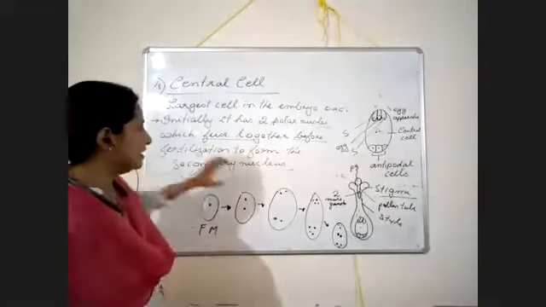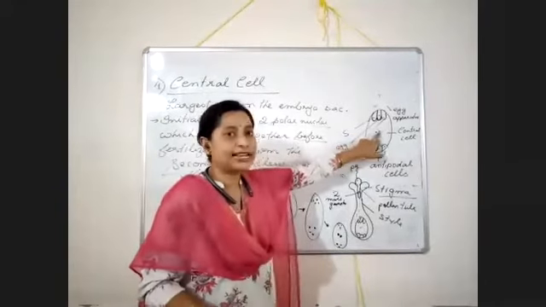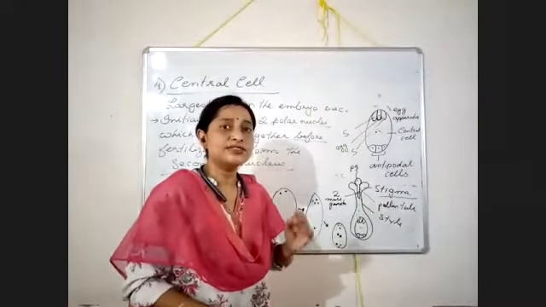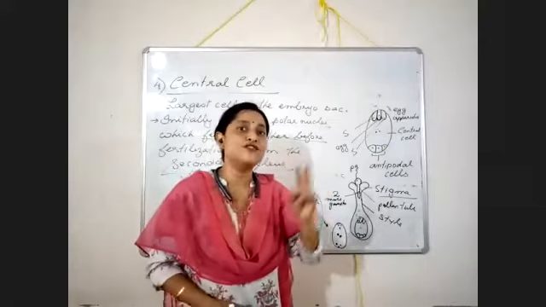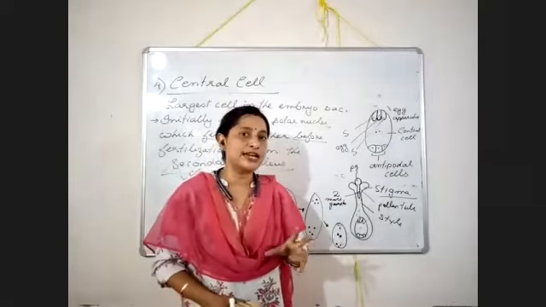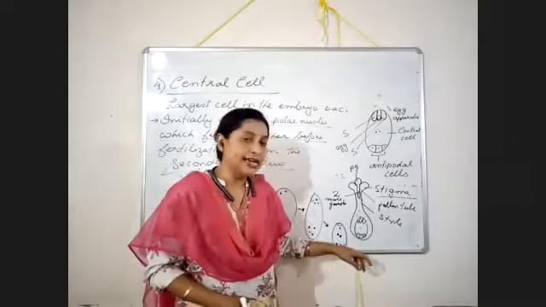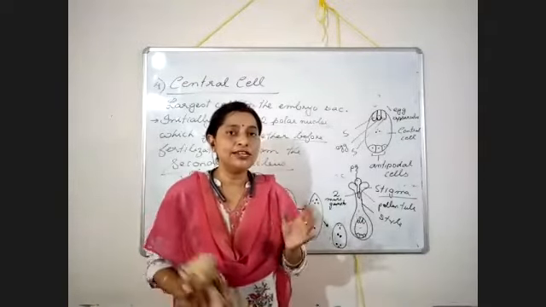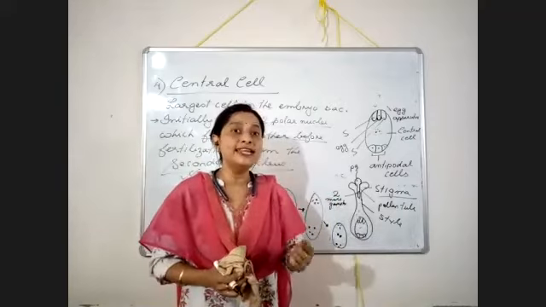So initially, the central cell has polar nuclei, right? Why is it called polar? Because these 2 nuclei have descended from the 2 poles of the embryo sac or this structure, right? So there will be two nuclei. But what will the two nuclei do? They will fuse together to form 1 nucleus.